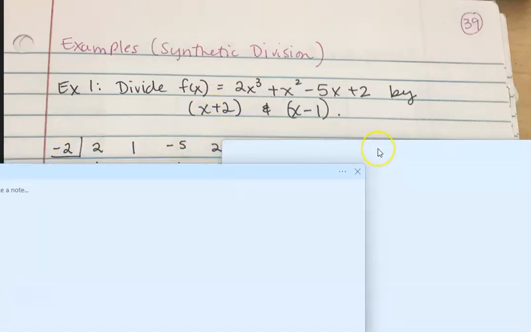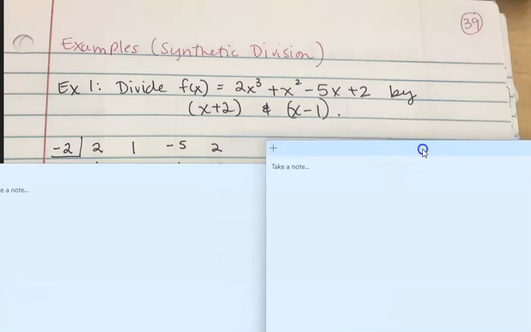So to start this process off, we're going to write down the coefficients of the polynomial. We must also account for every single value. Even if it's missing, we have to put a 0 in its place. So the highest exponent here is 3, then it goes down to 2, then 1, then 0. So all coefficients are accounted for. So we'll write 2, 1, -5, and 2. And for this first one, in order to divide by x plus 2, you would set this equal to 0. That value is -2. So I'm going to put a -2 out here in the box to the side.